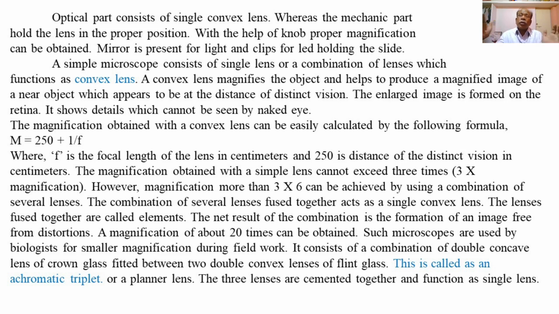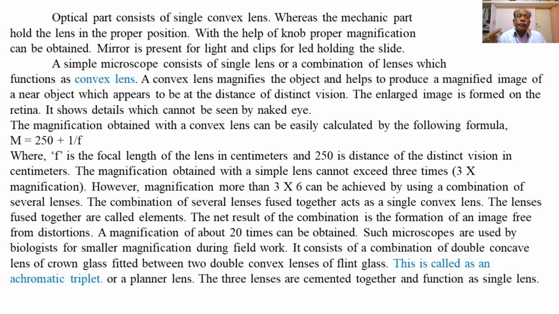So by using a combination of lenses, we can prepare the element in a simple microscope, and thus the magnification of the image can be raised by 20 times. This will also provide the image without distortions. Such microscopes are used by biologists for smaller magnification during field work.